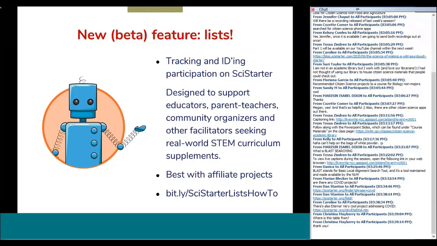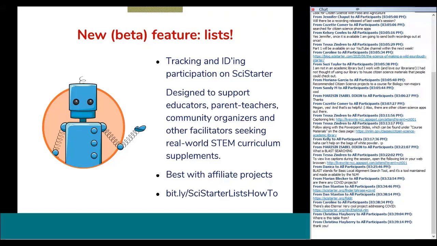One of those tools, which we just made, and we're hoping you all will help us test it, is called Lists. In the follow-up resources that go out afterward, I know Kelsey's sending a link to our Lists how-to. We wrote a blog post about the best way to use this feature, but very briefly, by making a list, you're able to track and ID participation on SciStarter for people who have public accounts and for people who click on the projects in your list. So you can look at the thousands of projects in the SciStarter Project Finder, and you can add any of them to a list. You may have done this before on Pinterest or Goodreads or websites like that. Now you can do it with citizen science projects, and you can share that with others.